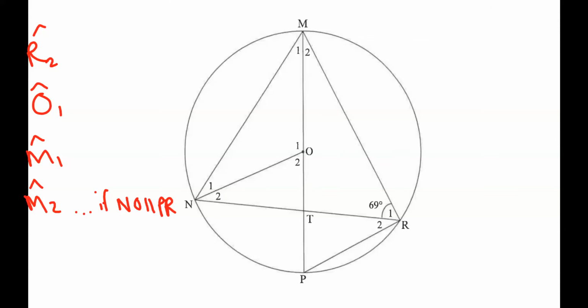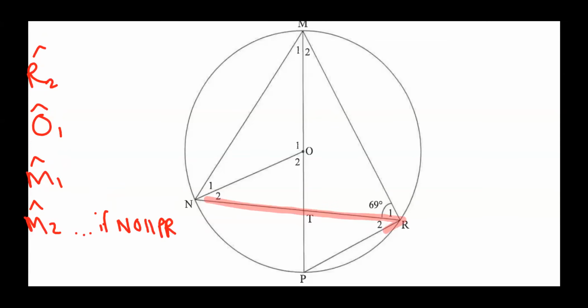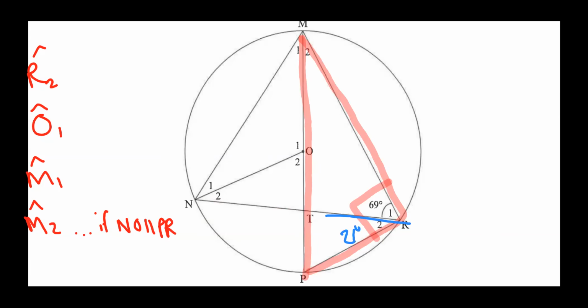So for the first question, we need to calculate angle R2. That is this angle over here. So how to do this? Okay, the first thing that I'm noticing is that MP, being the diameter, subtends a 90-degree angle. Because this entire angle is then 90 degrees, we can subtract the 69 to give us the angle R2. So R1 is 69, so then R2 has to be 21 degrees because they are complementary angles. They add up to 90.